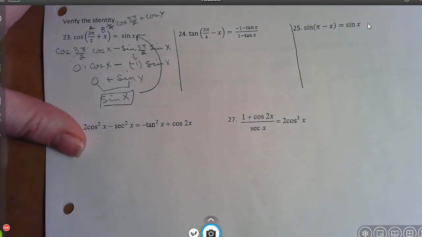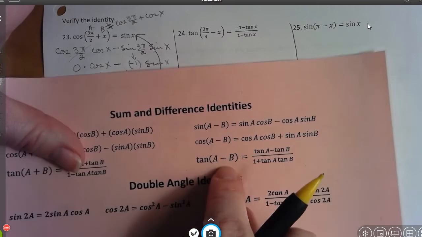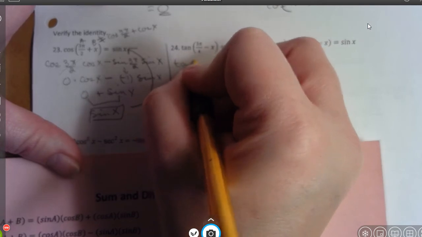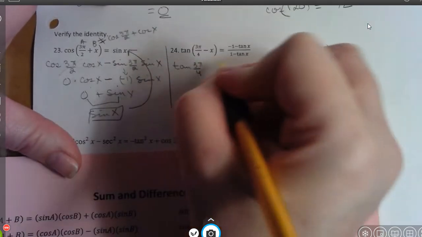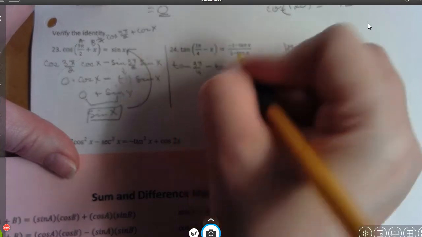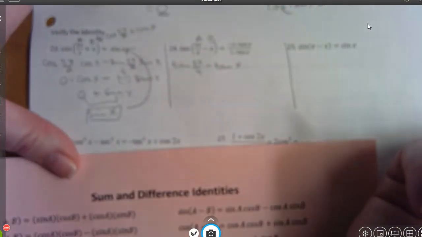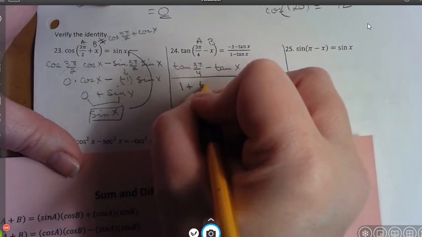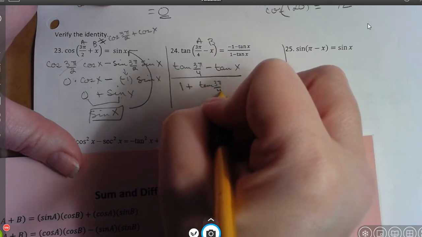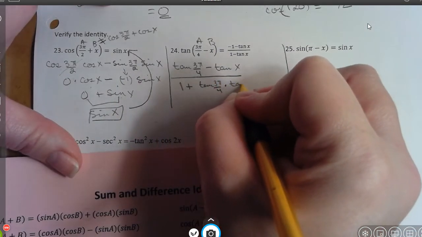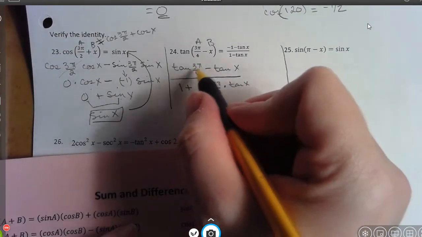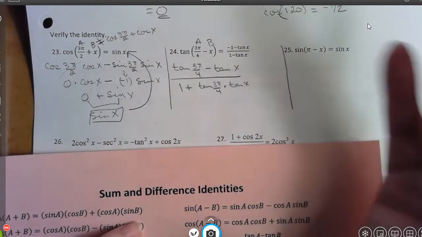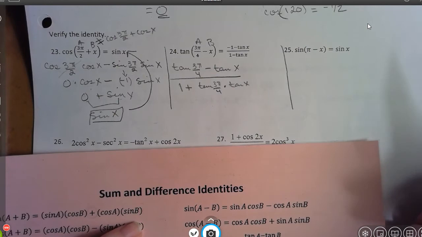Okay, let's look at tangent. The rule for tangent for subtracting is right here. So that means I'm going to have tangent of 3 pi over 4 minus tangent of x, this is your a, this is your b, all over 1 plus tangent 3 pi over 4 times tangent x. All right, so now if you don't fill this in, I can't give you credit, because you don't know how to fill in a formula. Can't give you any credit.